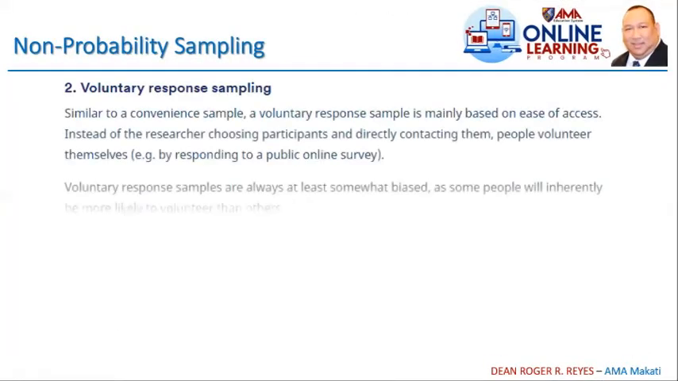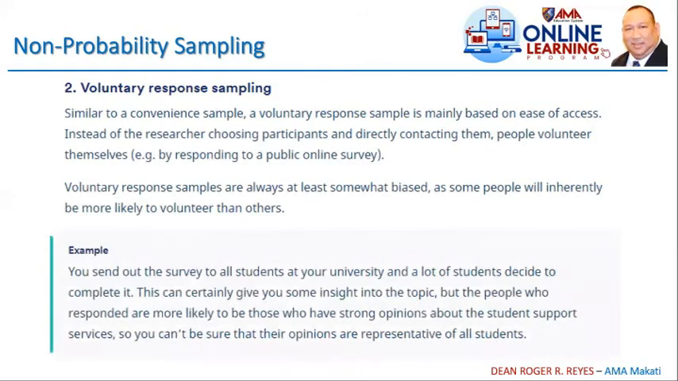Second is voluntary response sampling. Similar to a convenience sample, a voluntary response sample is mainly based on ease of access. Instead of researcher choosing participants and directly contacting them, people volunteer themselves. Ayan, for example, by responding to a public online survey. O mag-online survey ka, mag-Google form ka, and then advertise mo, mag-post ka sa Facebook, sa inyong groups, or sa campus, maglagay ka ng paper ads, sabihin mo, please answer the public survey. So kung sino lang yung nag-volunteer na sumagot, yun lang ang iyong magiging sample.